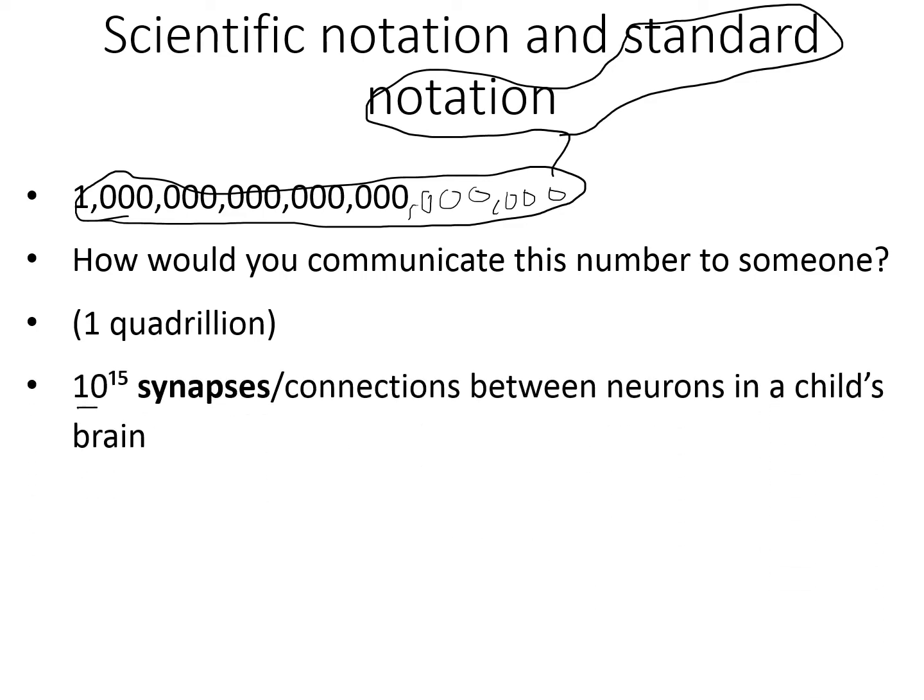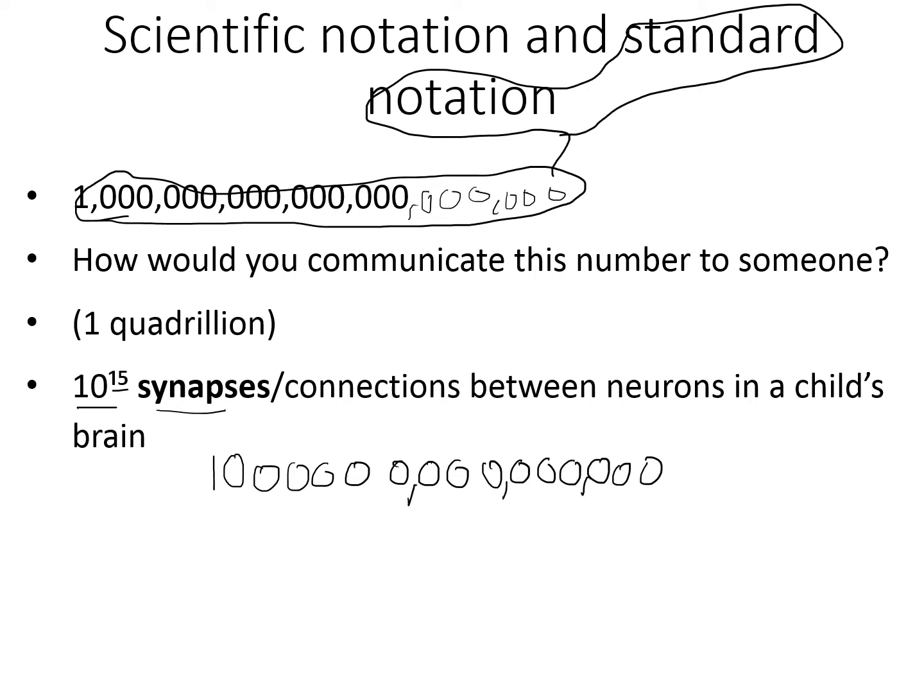This is a huge number, and this is, for example, synapses. Those are connections between neurons in a child's brain. There are 10 to the 15 synapses, or connections between neurons in a child's brain. So I can just say 10 to the 15, and that communicates a number that is insanely big. This 15 means that we're actually talking about a 1 followed by 15 zeros. So 1, 2, 3, 4, 5, 6, 7, 8, 9, 10, 11, 12, 13, 14, 15. Then we fill in the commas.